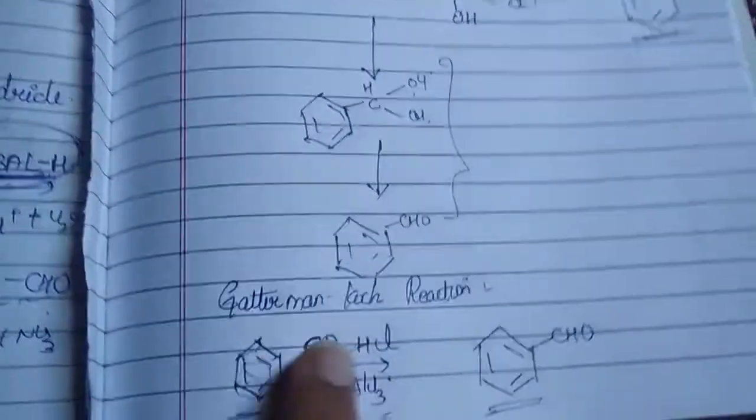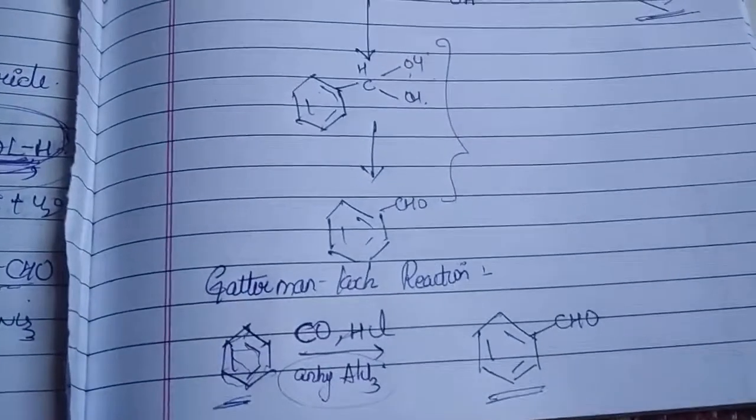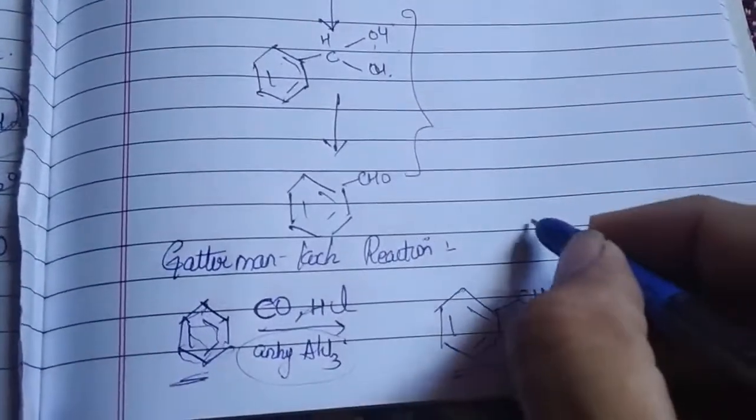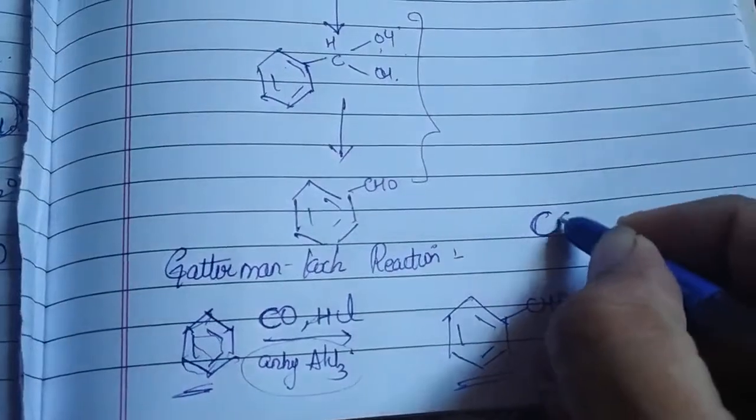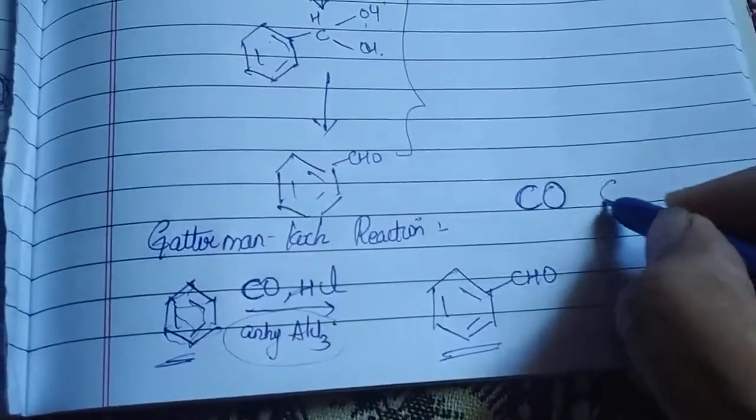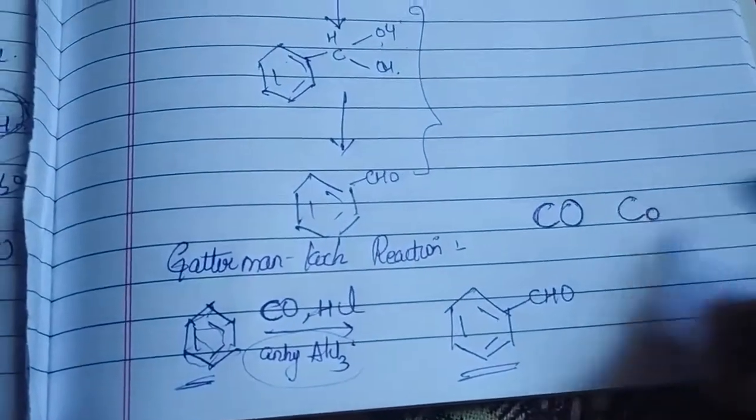So when benzene is treated in the presence of carbon monoxide, do remember, carbon monoxide you have to write as capital C and capital O. Some of you write capital C and small o. It is not carbon monoxide.